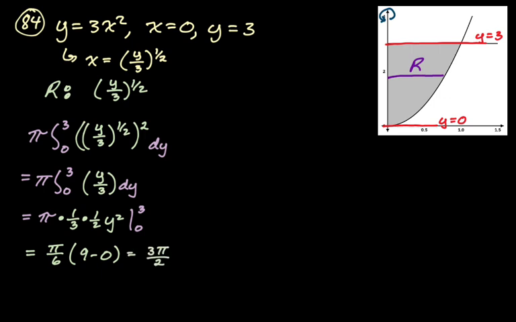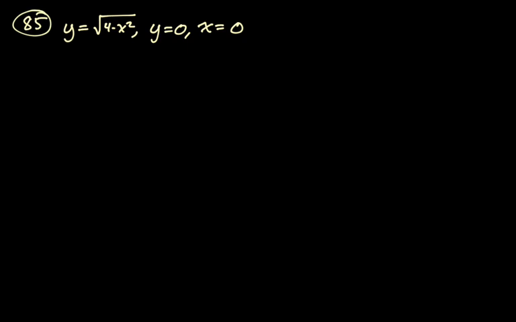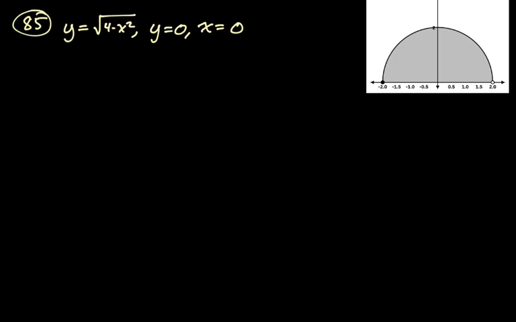All right, next. y is the square root of 4 minus x squared, y equals 0, x equals 0. Square root of 4 minus x squared is a semicircle. So this is weird, and books do this all the time. Like this region, if we rotated around the y-axis rather, because that's what we're doing, what happens? It's like you're doubling things.